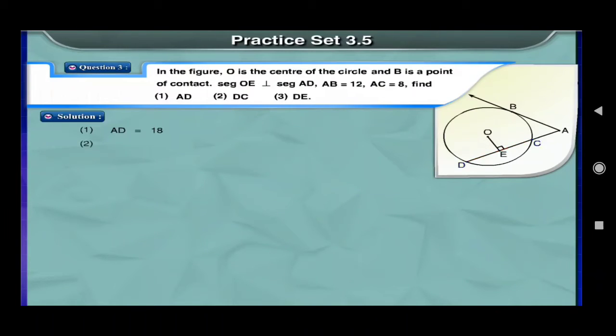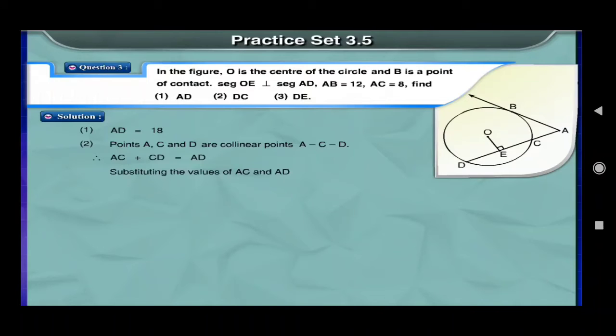Now let us find DC. Points A, C and D are collinear points, and point C lies between points A and D. Therefore, AC plus CD is equal to AD. Substituting the values of AC and AD, we get 8 plus CD is equal to 18. Therefore, CD is equal to 18 minus 8, that is equal to 10. That is, DC is equal to 10.